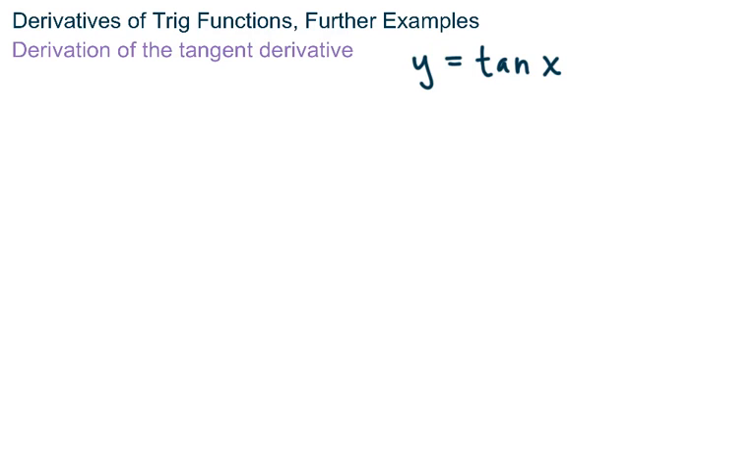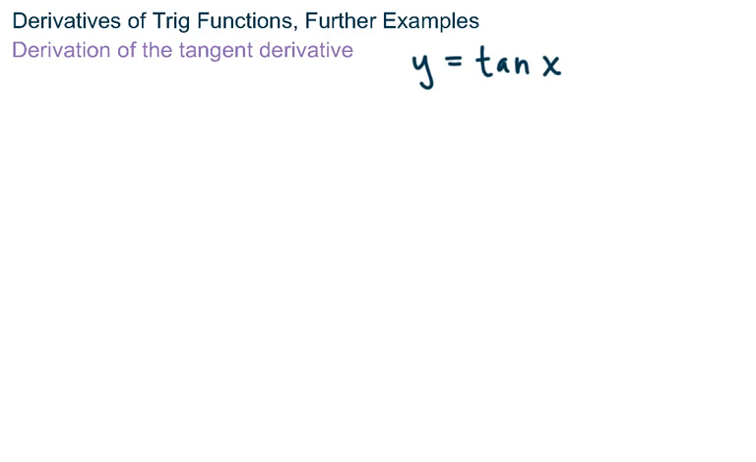In the previous videos, we've talked about the derivative of sine and cosine fairly extensively. In this video, I'm going to do some examples with other trig functions and then possibly using the product and quotient rules with those trig functions. But before we do that, I would like to talk about the proof of the derivative of tangent.